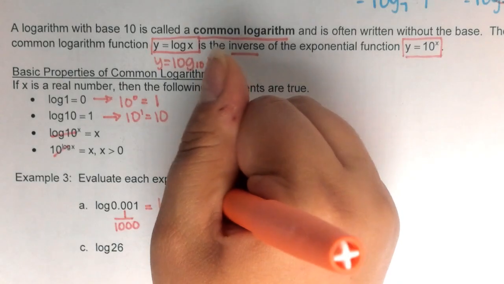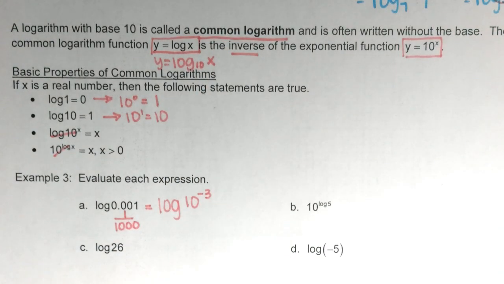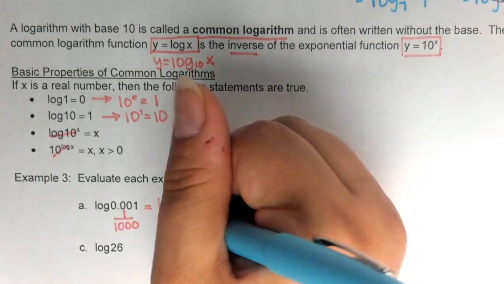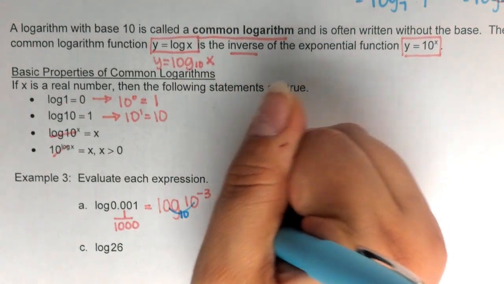Why negative 3? Because it's a fraction and then there's 3 zeros. Does that make sense? What's the base here? Even though I don't have anything written, it's 10. So what's my answer? Negative 3.